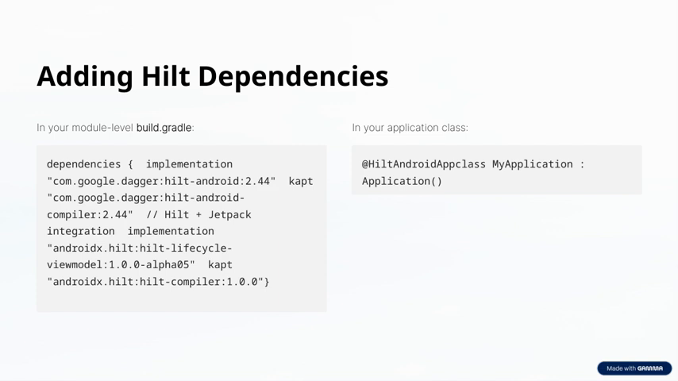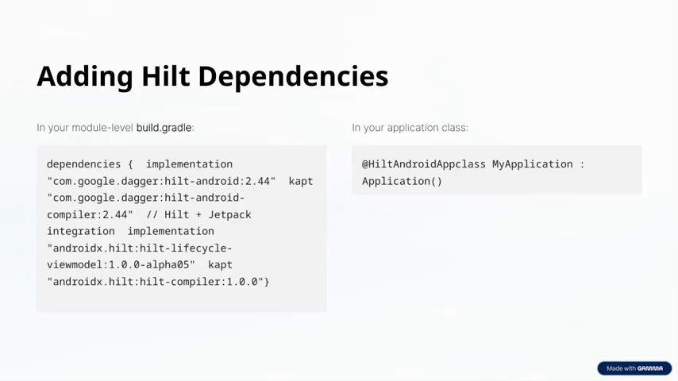It's also important to highlight the integration with Jetpack components, so we include androidx.hilt:hilt-lifecycle-viewmodel:1.0.0-alpha05 for view model support, along with its compiler. This setup really streamlines injecting dependencies into your view models and other lifecycle-aware components.